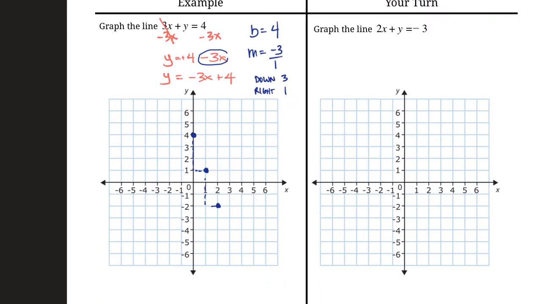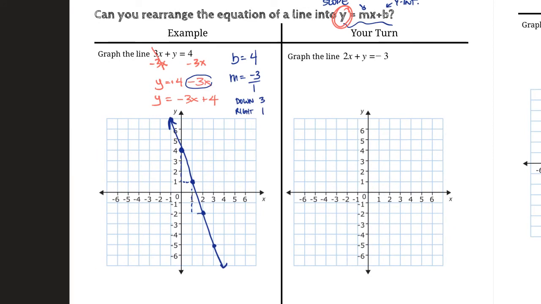And we can keep going to graph the rest of the points. And to start from this point and go to the left, we go up 3, left 1. And we get a line that looks like that. There you go. So we were able to graph that line after rearranging it. I want you now to try the your turn question. Okay? Pause the video, try it yourself, unpause to see the solution.